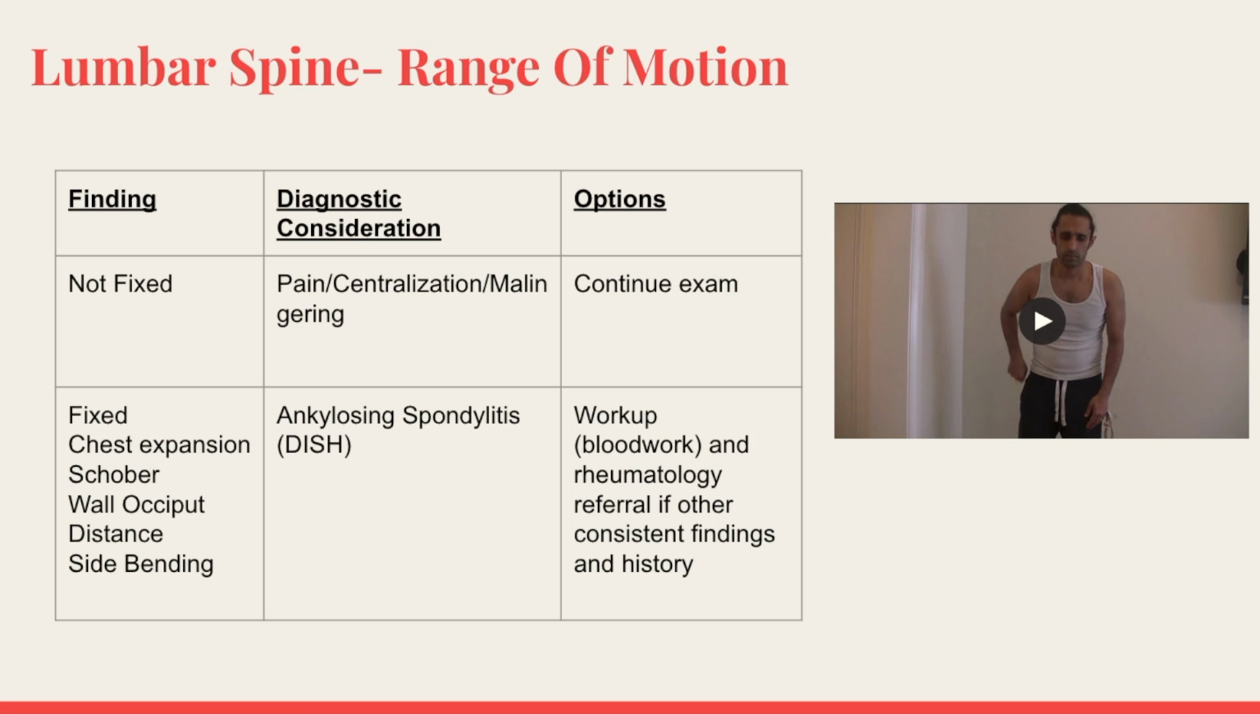So again, I always start with range of motion. If it's a fixed range of motion, I start to think of a rheumatologic condition. If it's not fixed, then I start to get a sense of why it is limited. Is the patient not trying? Could there potentially be pain? It allows me to continue the exam, but consider that there could be a mechanical issue underlying this.